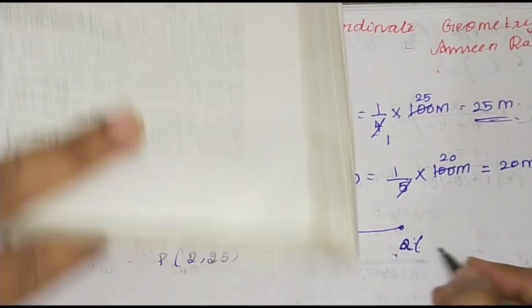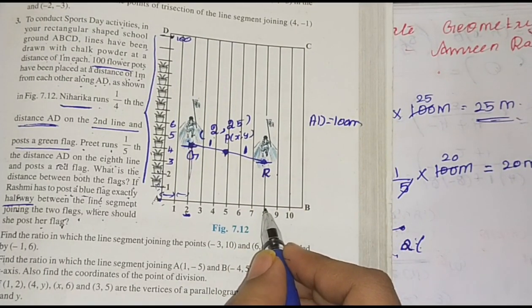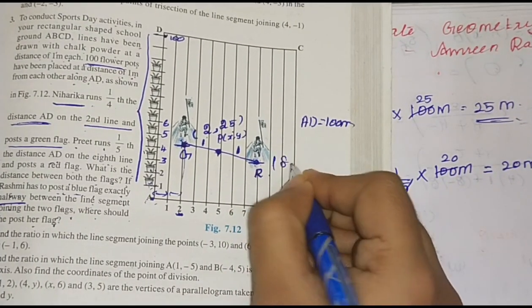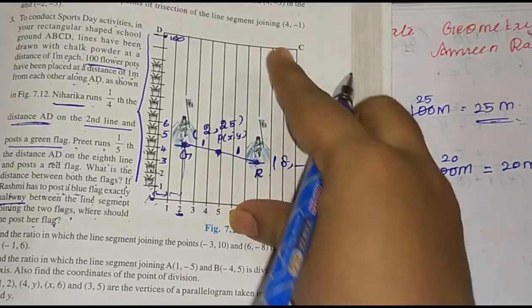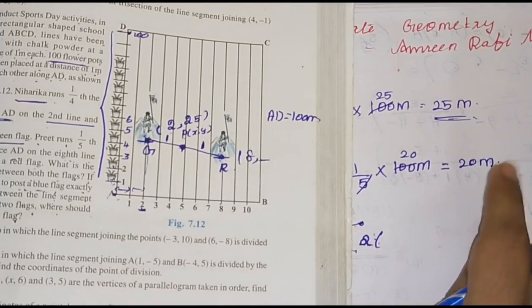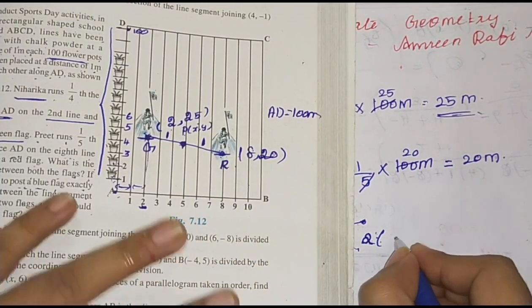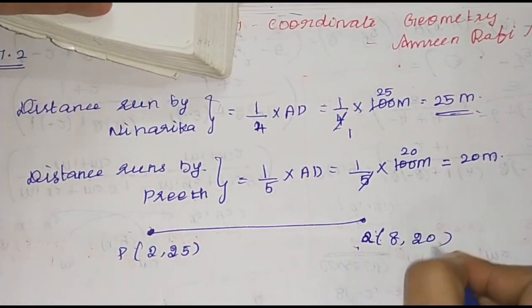The next one is Q, the second girl. The x coordinate of the second girl is 8, and the y coordinate is how much distance she ran: 20 meters. So the y coordinate is 20, and the Q point is 8 comma 20.